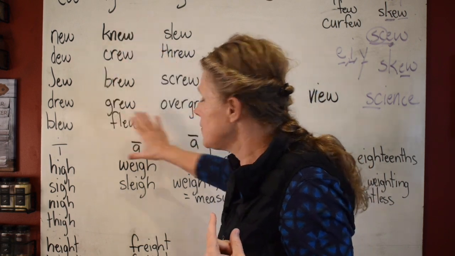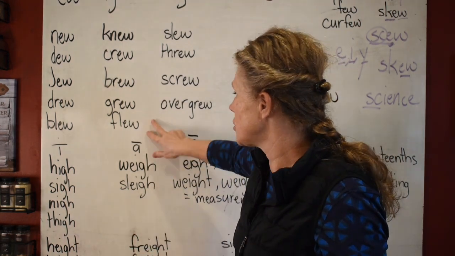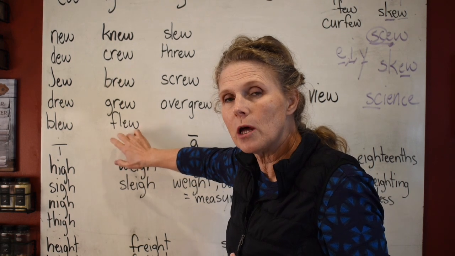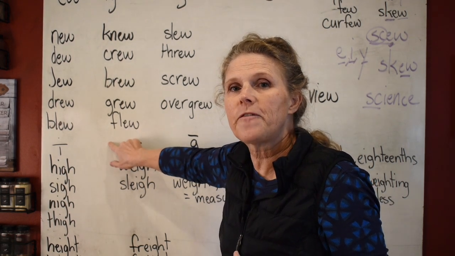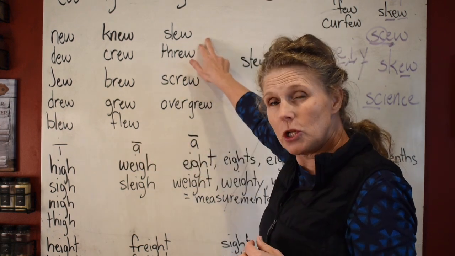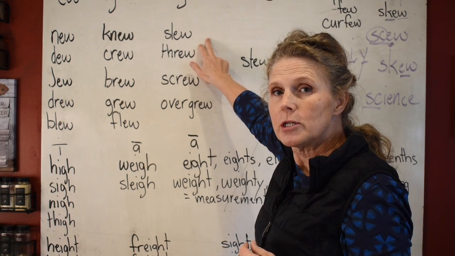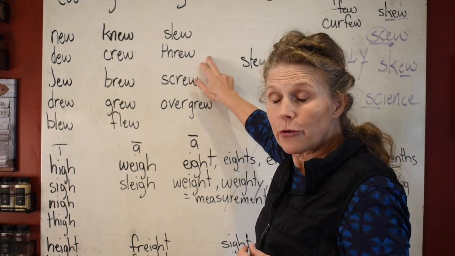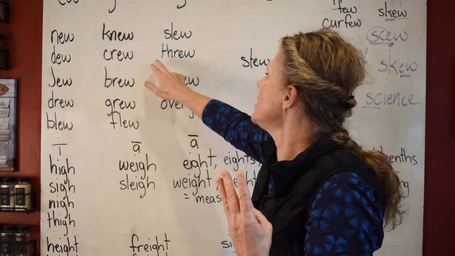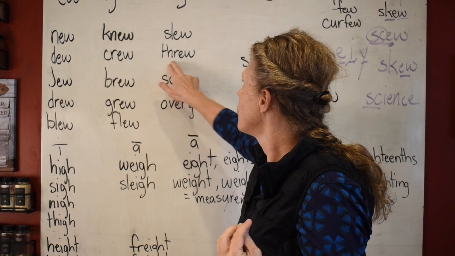All of these words are used often in the English language. Flew, ooh, flew, slew, ooh, slew, through, ooh. So see how we have 5 letters in here and we have 3 sounds.